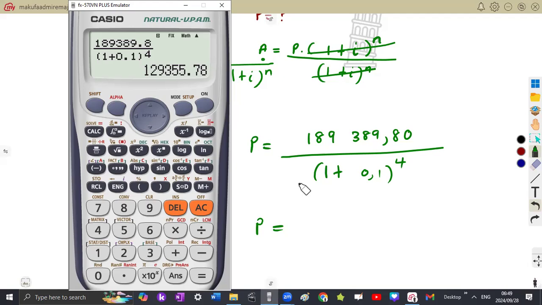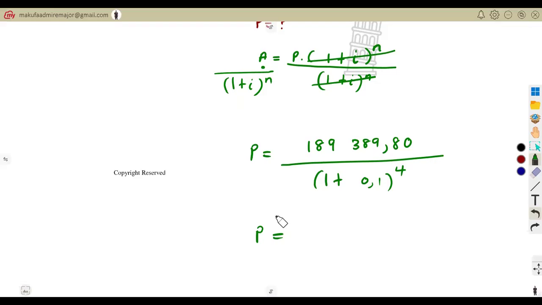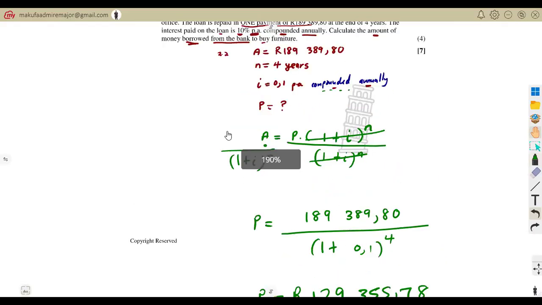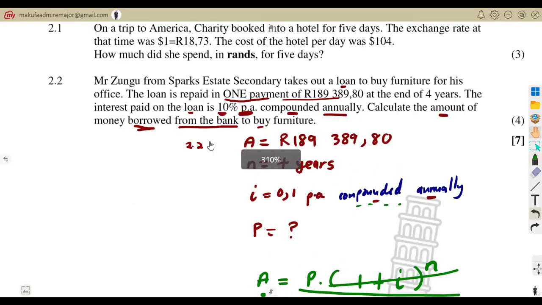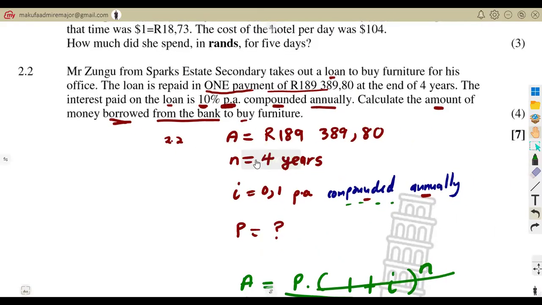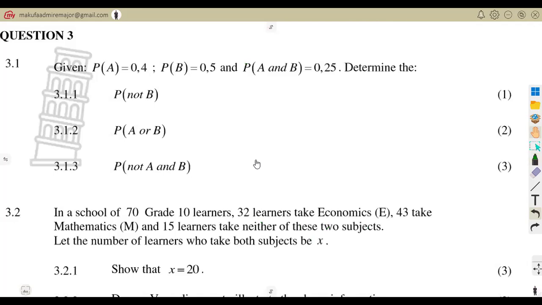129,355.78 as the principal amount, the money that was being taken as the one that was being borrowed. This is the one. Borrowed 129,355.78, the principal amount. So this is what we have there. This is the amount that was borrowed from the bank. So do revise your finance, guys. We've been talking about this.